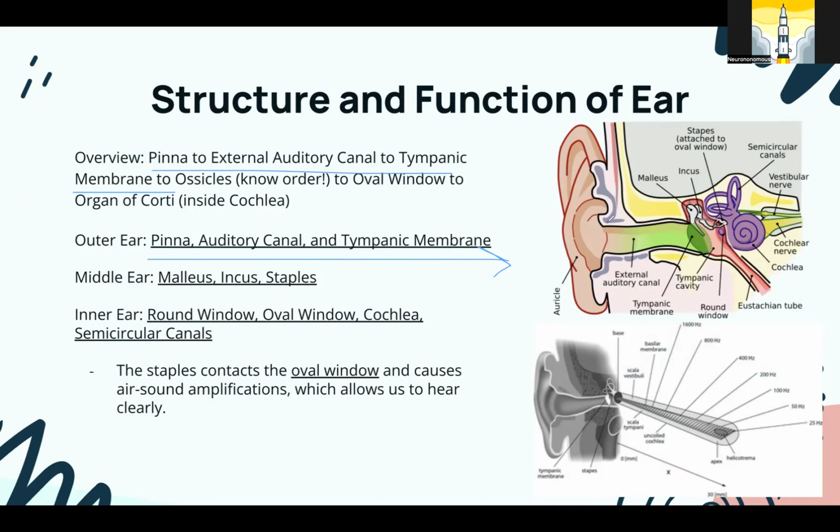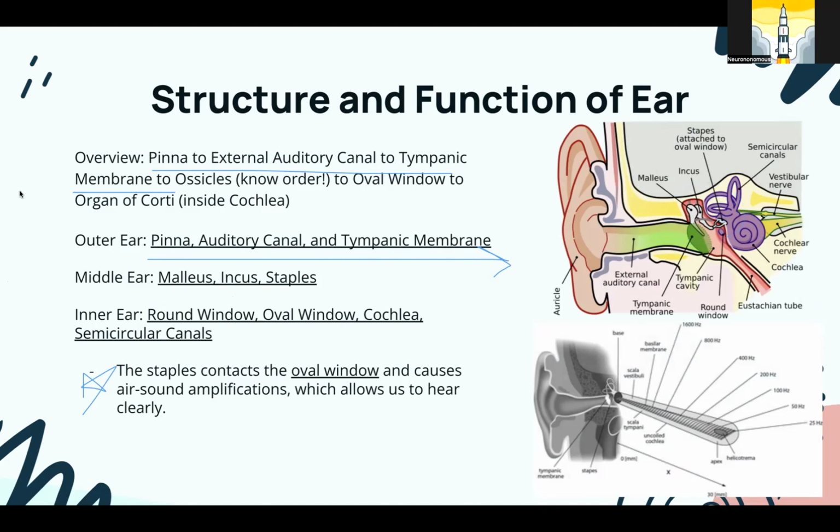Afterwards, it'll travel through the middle ear. That's where we have the malleus, incus, and stapes. These are the three little bones here that are responsible for sound amplification. The stapes will then contact something called the oval window. The oval window is very, very small. It's right here, and it's responsible for amplifying that sound. So when the stapes contacts the oval window, it will amplify that sound, and you can see that right here.